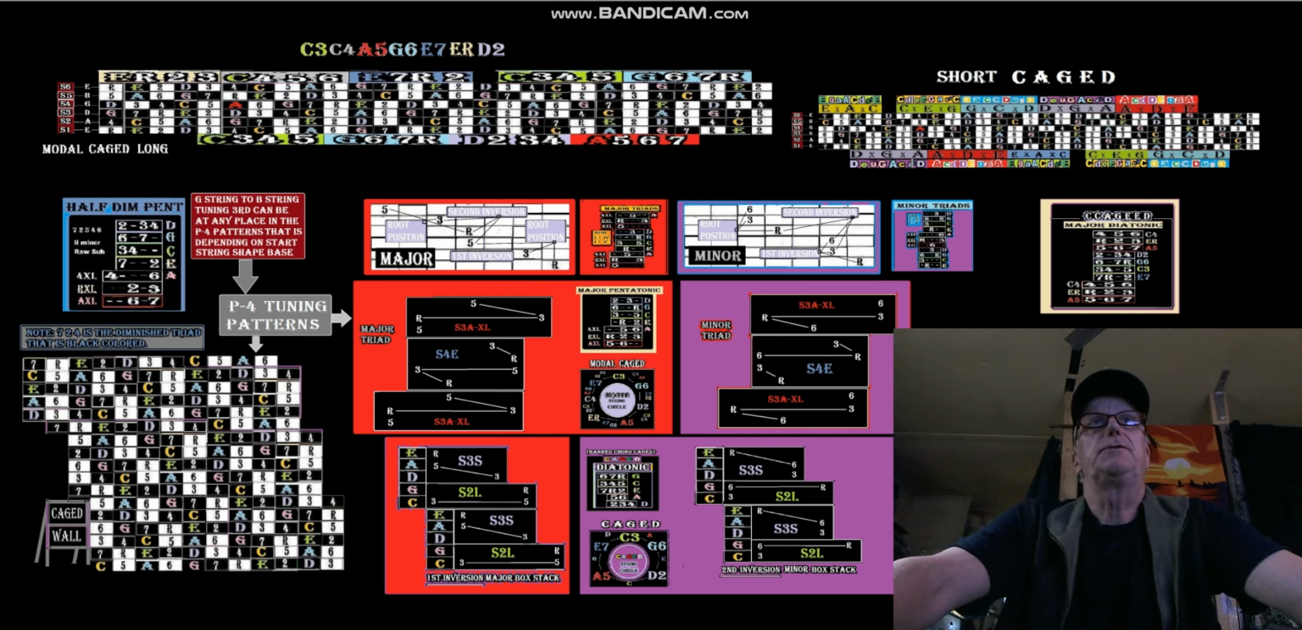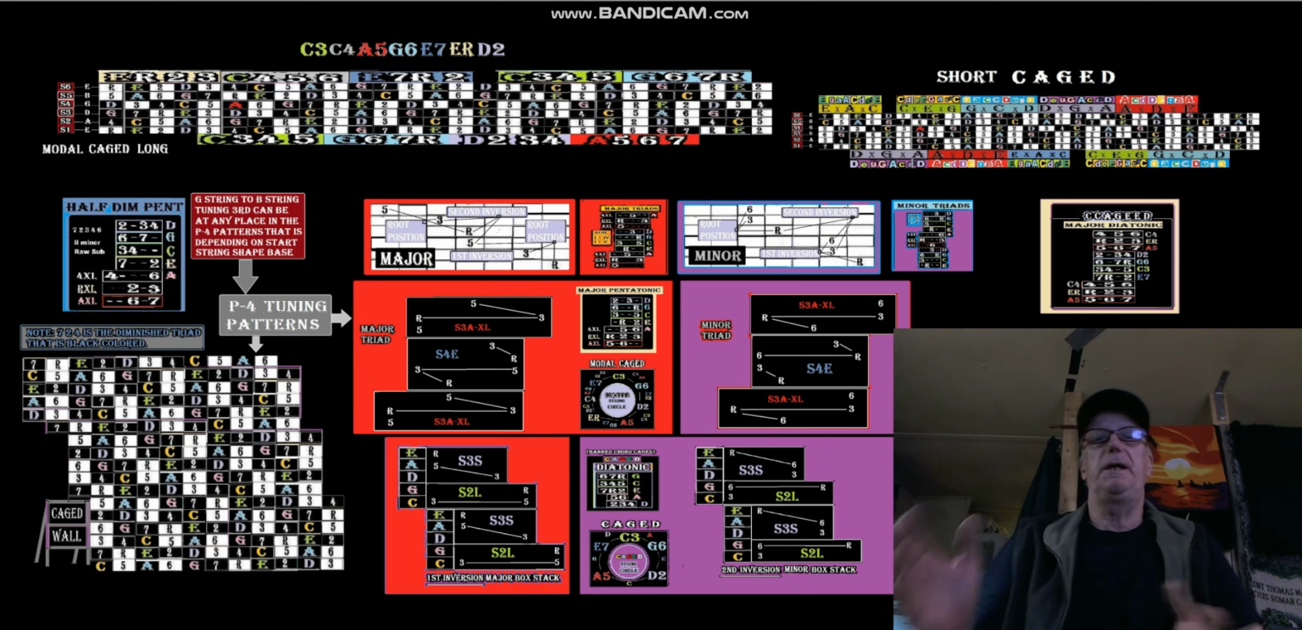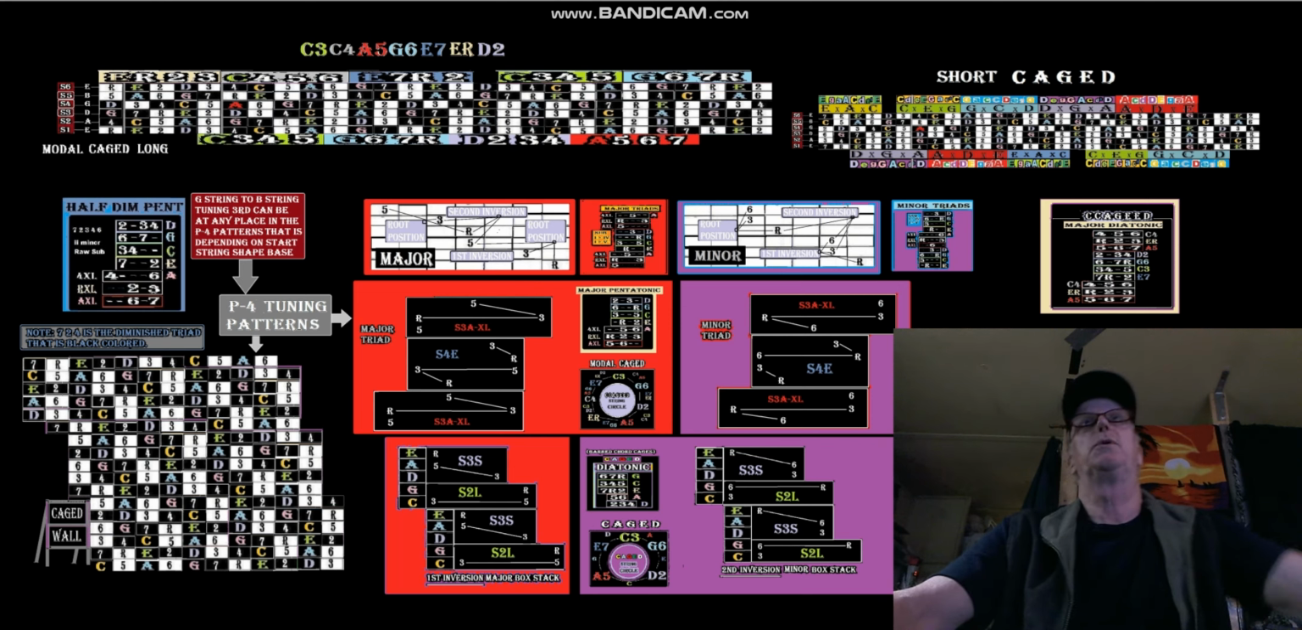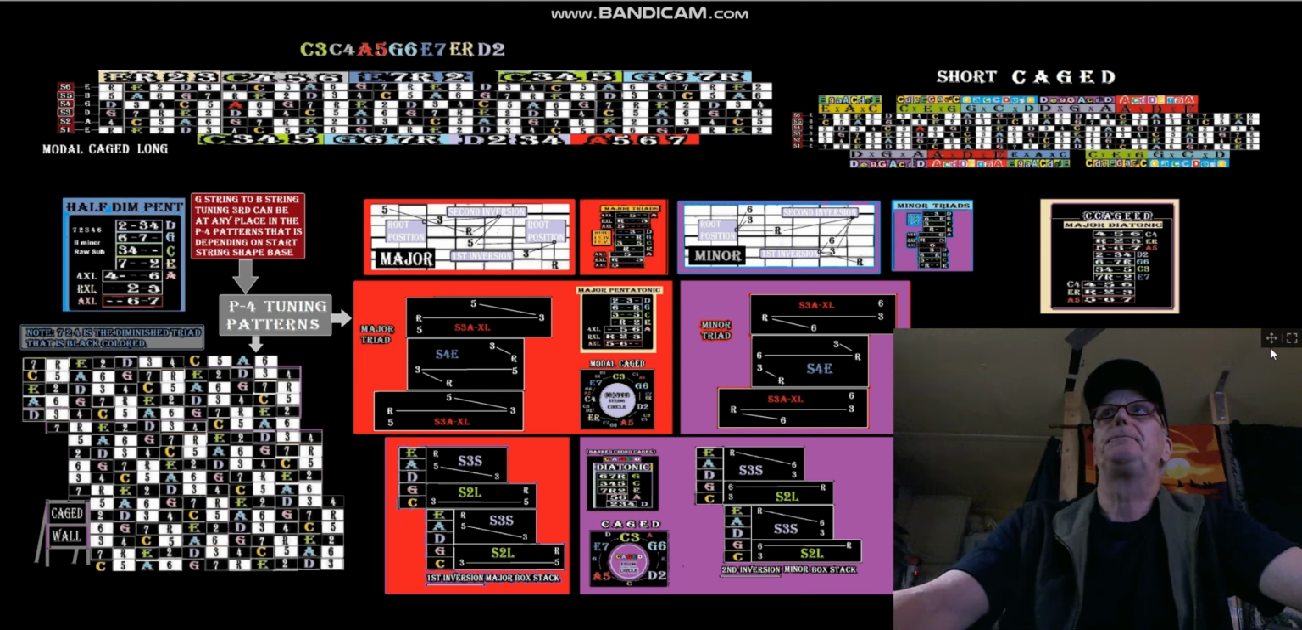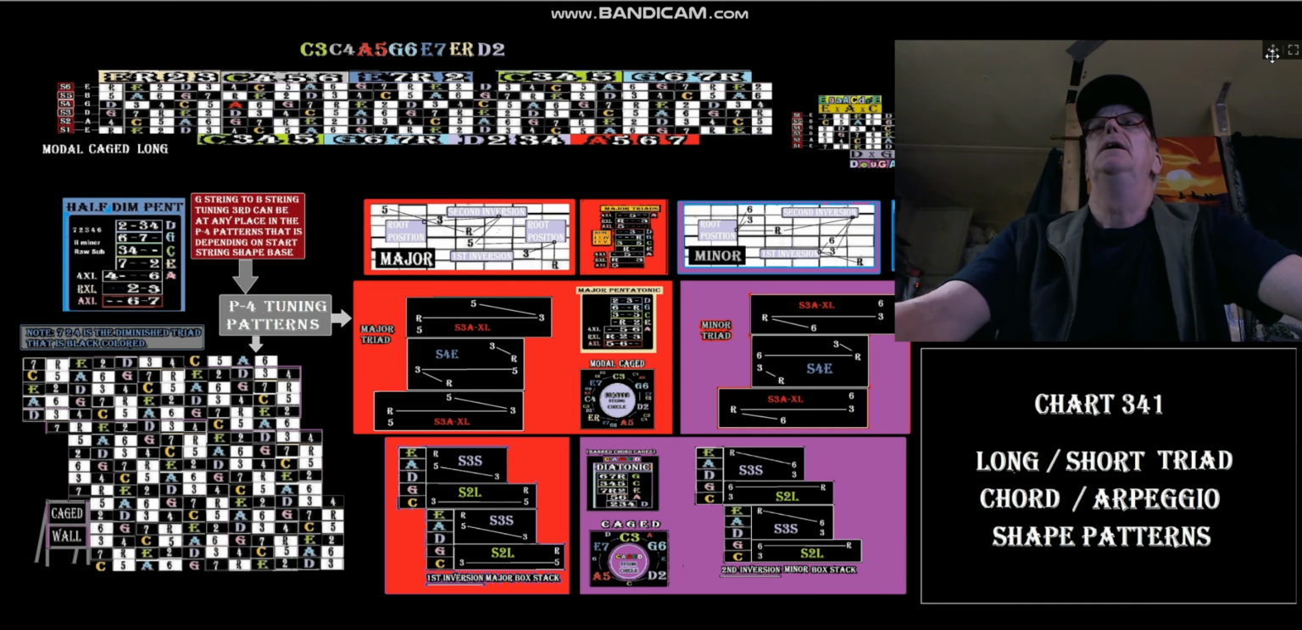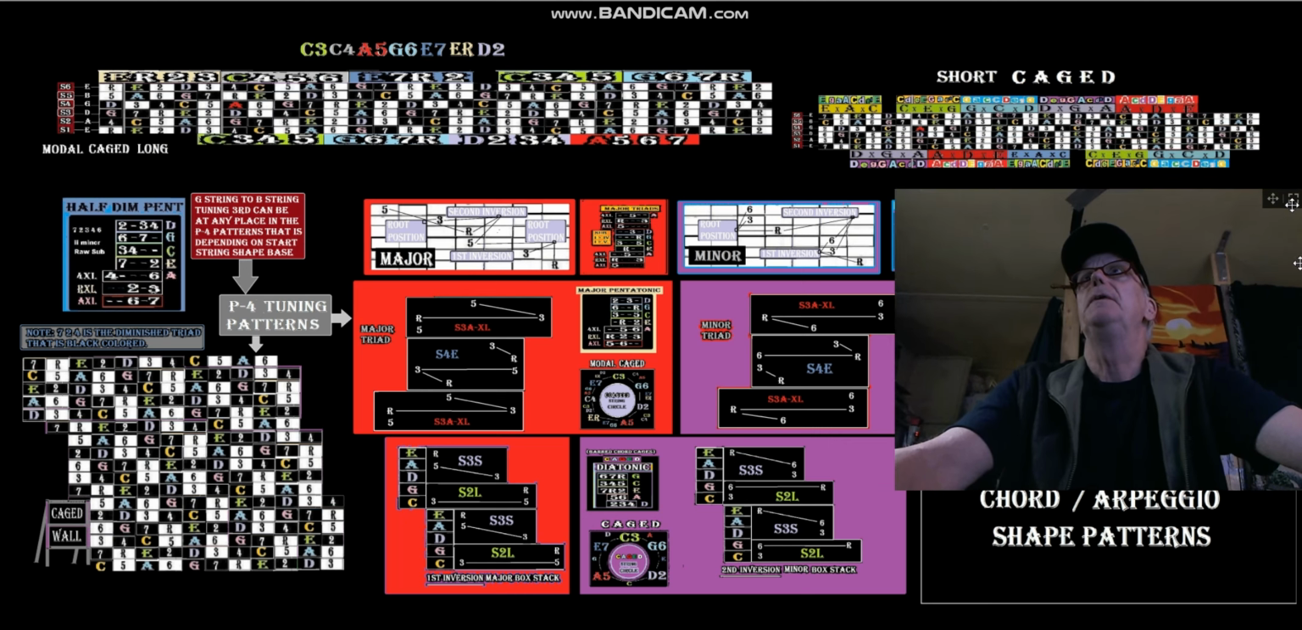We've got a few charts to catch up with here, so I'm going to have to gloss over some charts that I'd have to wrap my head back around. Well, I was working on this one most recently, and that is 341, which was kind of out of order a little bit because I worked on another topic, the modal cages and stuff. Long, short triad chord arpeggios, shape patterns.